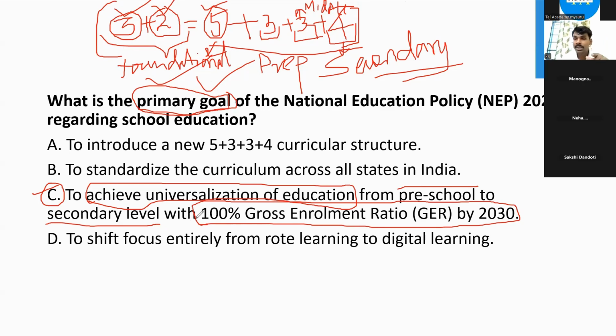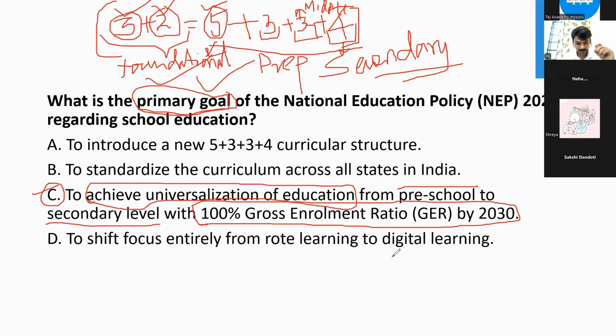What do you mean by 100% gross enrollment ratio? Any idea? What do you mean by 100% gross enrollment ratio? All children should be in class, like enrolled to schools, and should be attending the classes regularly. Yes, Shreya. Thank you so much.